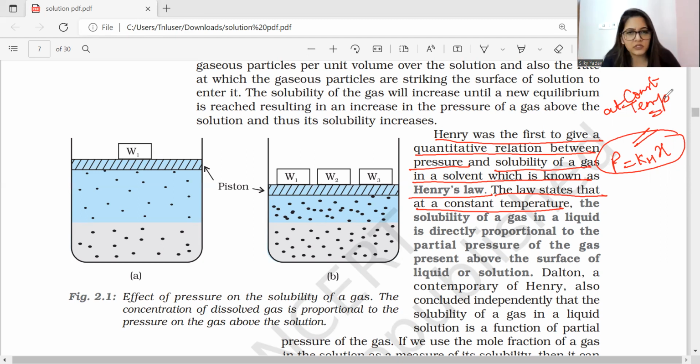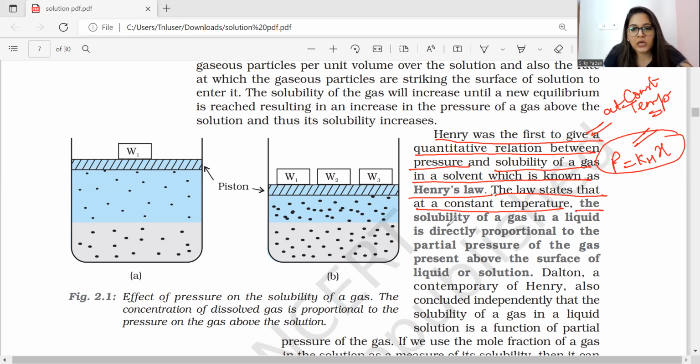Then it's very obvious that nitrogen will be lesser present in the water because you have increased the temperature. Because of increased temperature, a lesser number of gas particles will be inside the water, because some of the gas particles will escape out, right? That's right. So at constant temperature, we always study this.